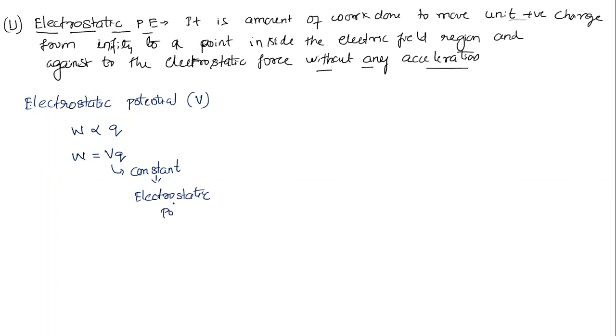So now this potential is a constant quantity. Since it is a constant quantity, it is a characteristic of the given field. So we can send Q down. It will become what now? Electrostatic potential V becomes work done per unit positive charge.